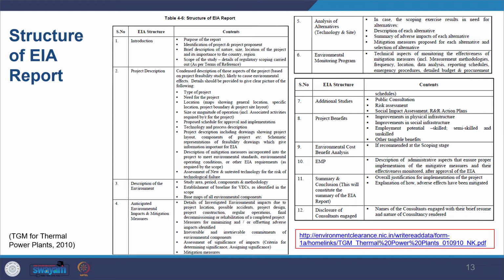So here you can see the thermal power plant EIA report, and you see more or less the same structure: introduction, project description, and the kind of details would slightly vary, or added things would be there given the domain nature of the project. So description of the environment, anticipated environmental impact and mitigations, analysis of alternatives, and then environmental monitoring program, additional studies, project benefits, environmental costs, summary, disclosure of consultants engaged. So you can also look at the sector-wise structure for the EIA report.